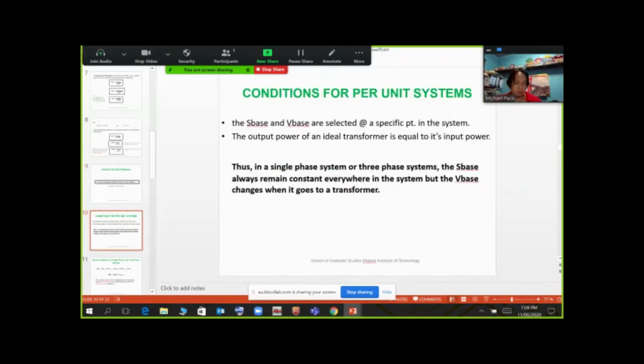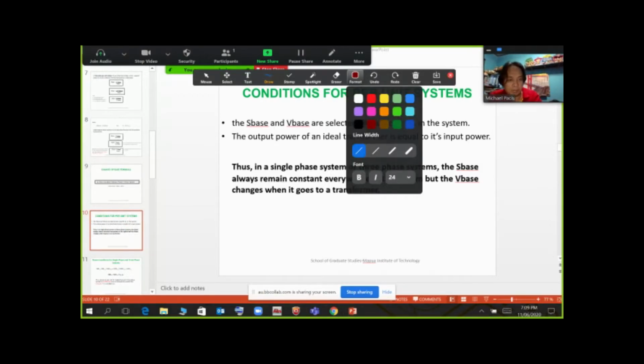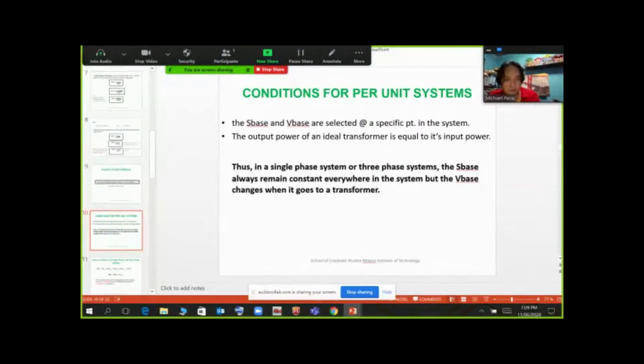Now before we go to the calculations, we need to have the following conditions in the system. So first, S base and V base are pre-selected or selected at a specific point in the power system. And one more thing, when you say an ideal transformer, the output power is equal to the input power. Whatever happens, input power is always equal to the output power because we use an ideal transformer. And thus, in a single phase system, also in a three-phase system, the S base will always be constant all throughout. The power will be constant all throughout the system.